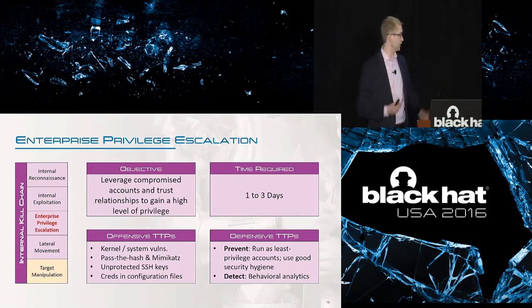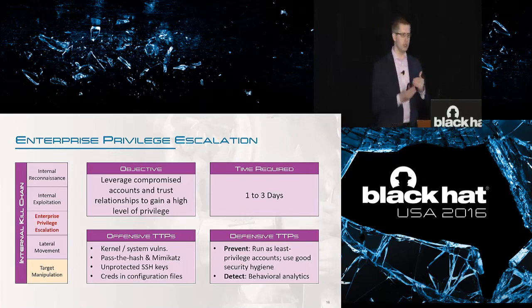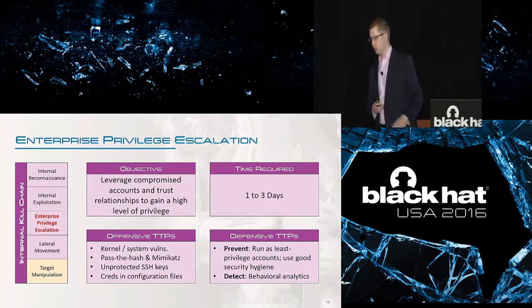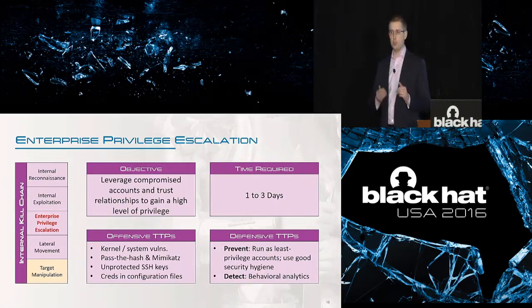Prevention is about running applications with the lowest level of privilege possible, using good security hygiene, and again, behavioral analytics. When is an account behaving in a way that it's not normally supposed to? Once we have access to these privileged accounts, so this may be the service accounts in Active Directory, domain admin accounts. These are not objectives in and of themselves, but stepping stones towards the adversary's objective.